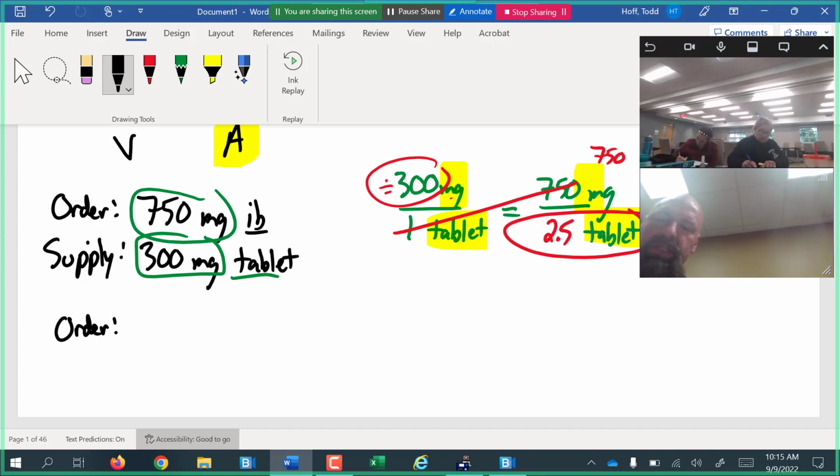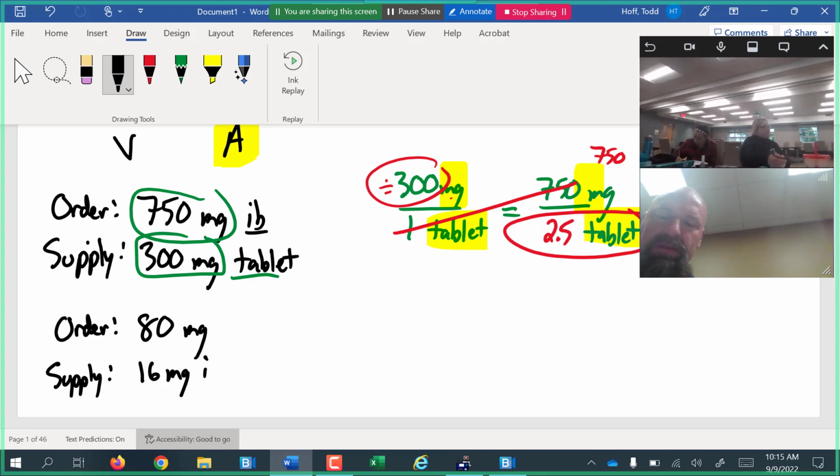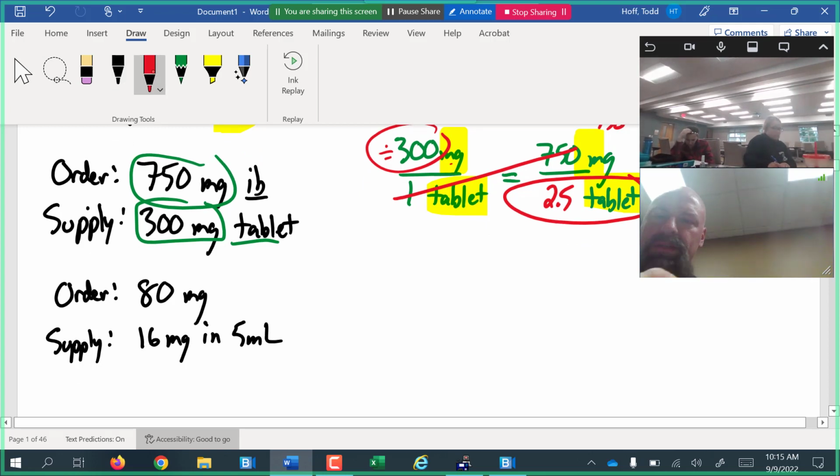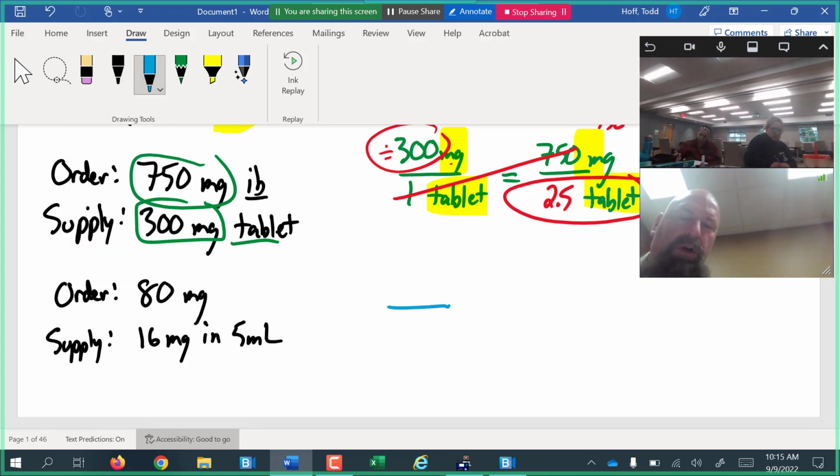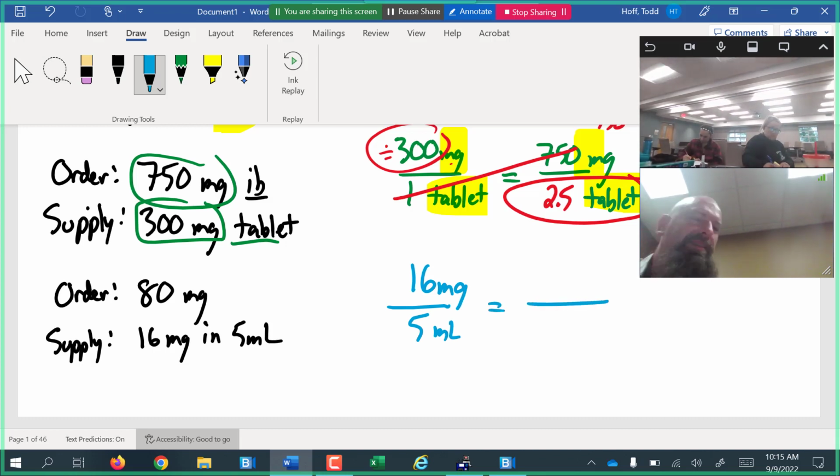Let's look at a solution-based example. So we have an order for 80 milligrams of a medication in solution. And our supply, once again, is 16 milligrams in 5 milliliters of solution. So again, in our proportion, it's the on-hand dose, the 16 milligrams, over the vehicle of 5 milliliters. So again, that means these units have to line up. We have to have milligrams on top and milliliters on bottom.